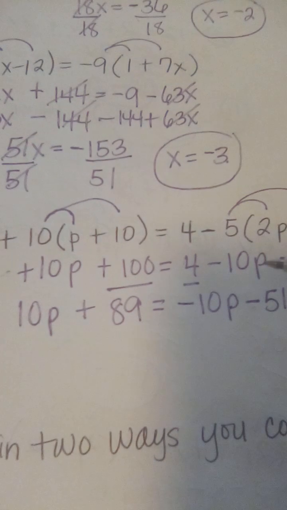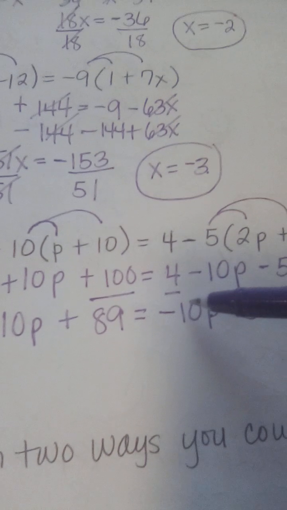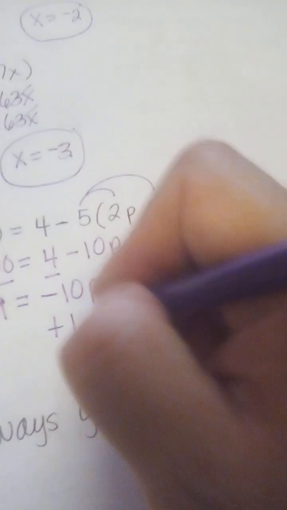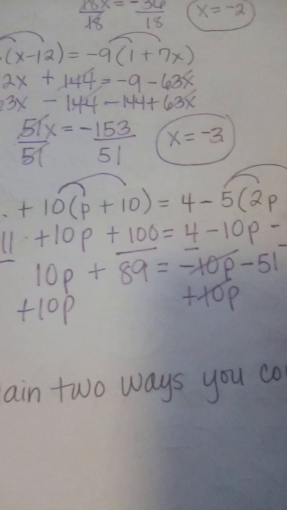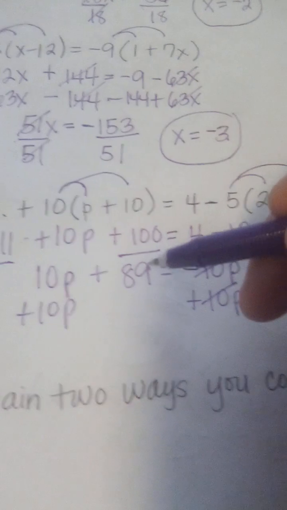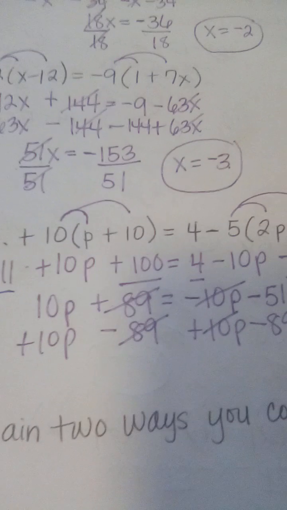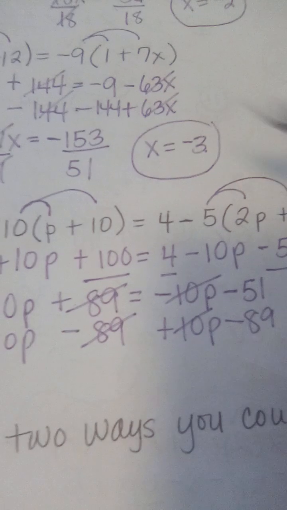Okay, let's do the variables first. In this case, we're going to add 10p to both sides, right? Okay. So far, so good. And then we minus, what's the opposite of add? Subtract 89, right? 89 to both sides of the equation. This will be eliminated and canceled out. And what the answer would be, here we go.